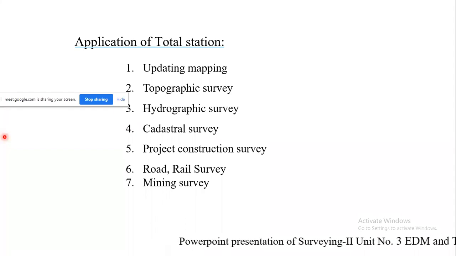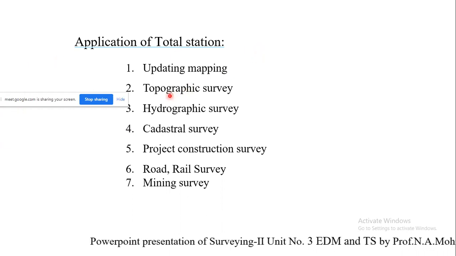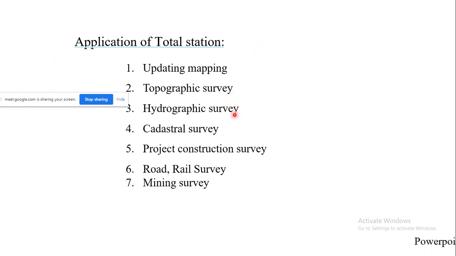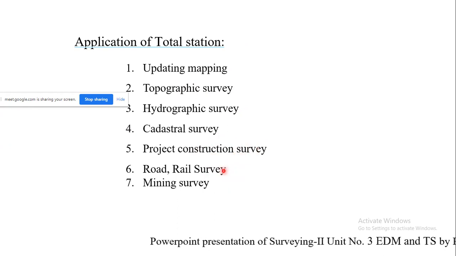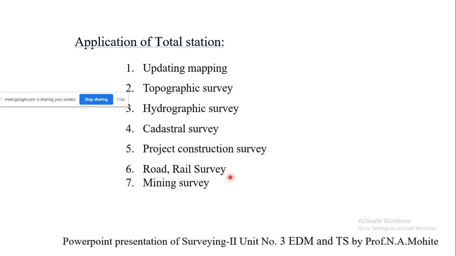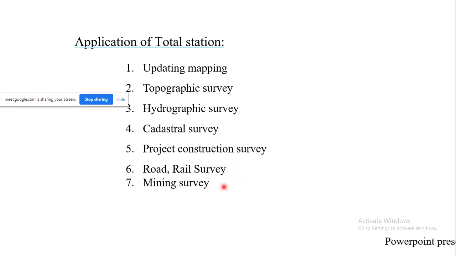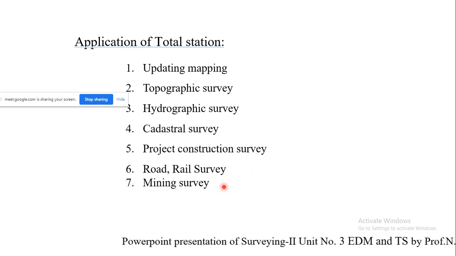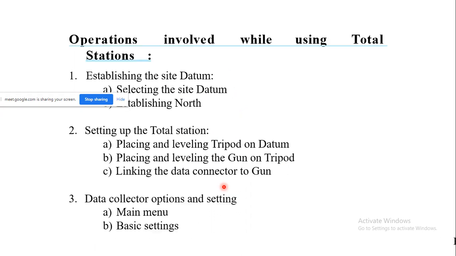So updating mapping, topographic survey, hydrographic survey dealing with water, cadastral survey if you are dealing with a particular plot, road and railway survey in order to mark the center alignment, then mining survey in order to calculate how much work has been done. So that will be used correspondingly in that part. So what are the operations that are involved? We'll see using the total station.